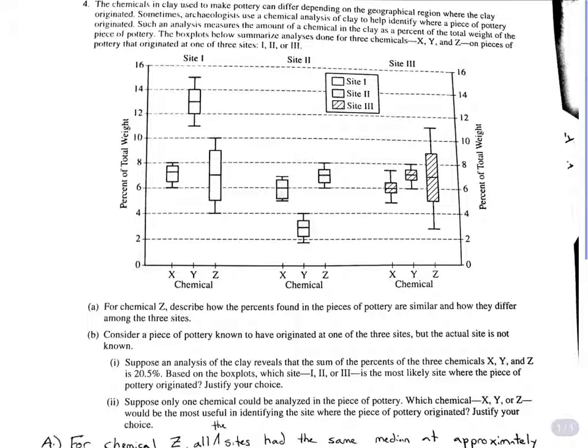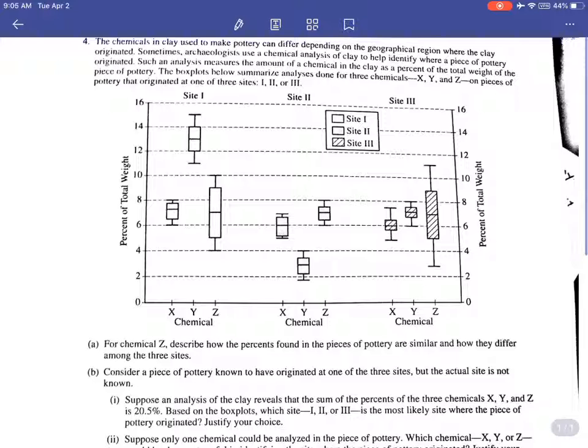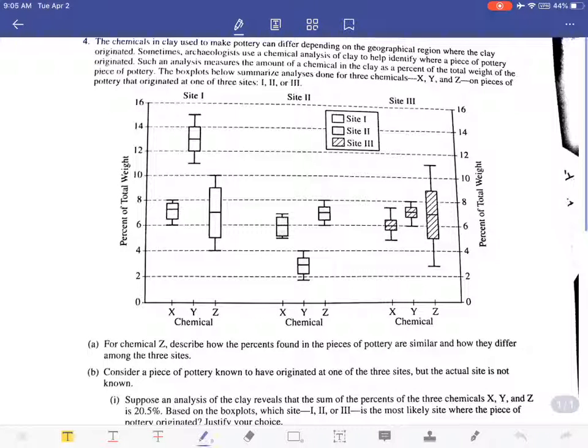So if we look at our graph, what we're dealing with here is kind of like a complex box plot, because we have 2 variables that we're looking at, the different sites and then also the chemicals, and we're seeing how they measure against the percentage of total weight. As you can see here, we have a key that's going to help us. Let me circle that. So we have a key right here, and you can see the different shading. The first is site 1, and then another one site 2, another one site 3.